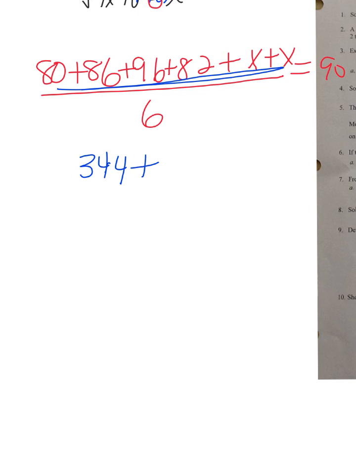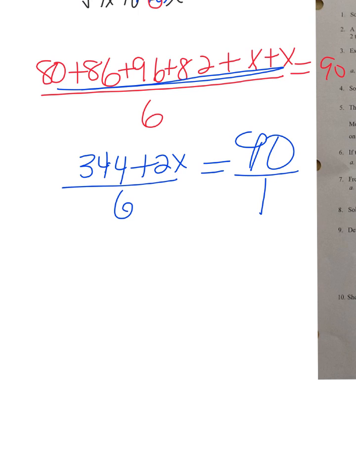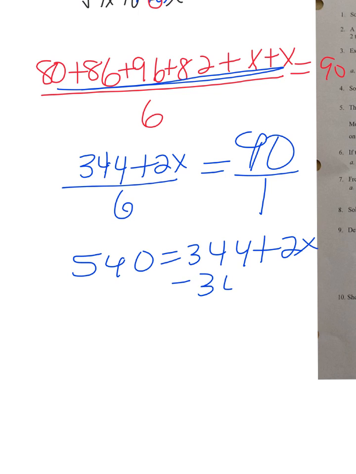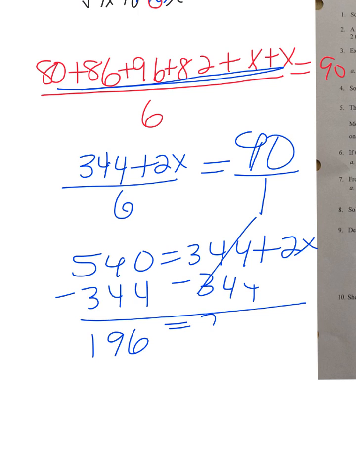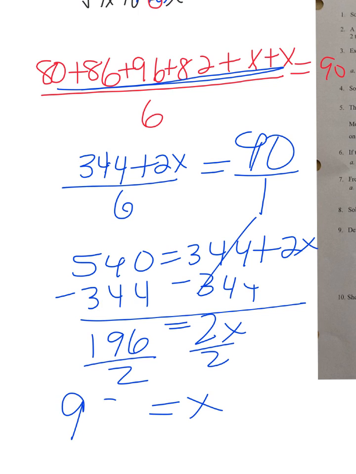X plus X is 2X, divided by 6 equals 90. Put 90 over 1 and cross multiply. So I have 540 equals 344 plus 2x. Minus 344. I get 196 is equal to 2x. Divide by 2. X is equal to 98.